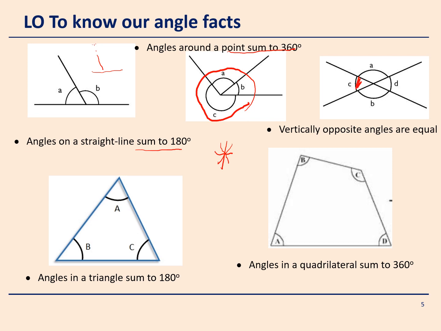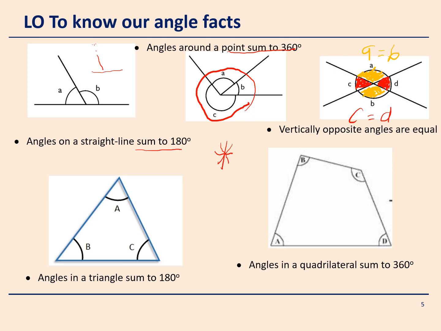So C equals D. It's called vertically opposite, but it's A and B that are vertically opposite. But it works both ways if you turn it around. So A and B. A equals B and C equals D.